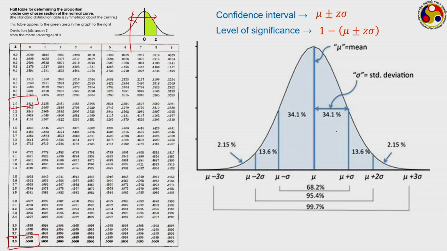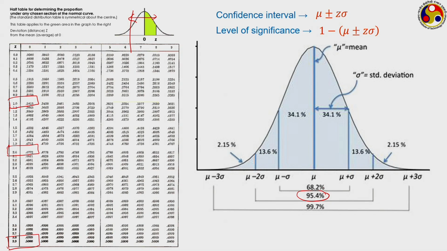So, 34.1% of the total data will lie between your mean and mu plus sigma, another 34.1% will lie on the negative side. So, that is a total of 68 point something percentage of data will lie within a plus minus sigma distance from the mean. If we expand this to twice of sigma, then if we go back to the table, twice of sigma is giving you 0.4772. So, if we multiply with 2, we can see that 95.4% of all the data will lie within a plus minus 2 sigma of your mean.